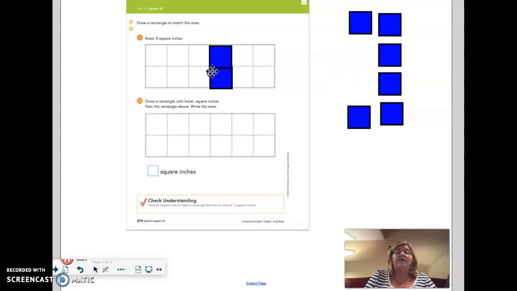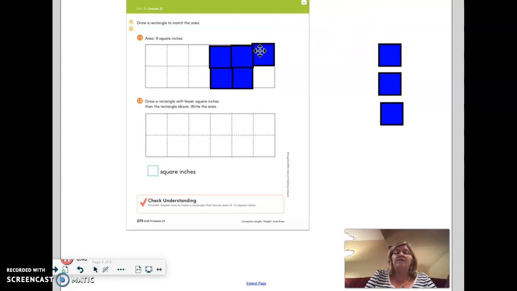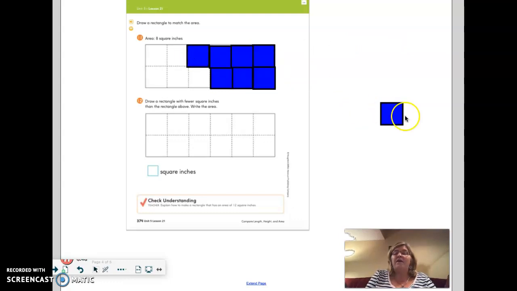So 1, 2, 3, 4, 5, 6, 7. Oops, he wants to move instead of him. 8. Now, friends, is that a rectangle? No, I have to make sure that it's a rectangle shape. So there we did a rectangle that was 8 square inches. All of our squares are touching each other.